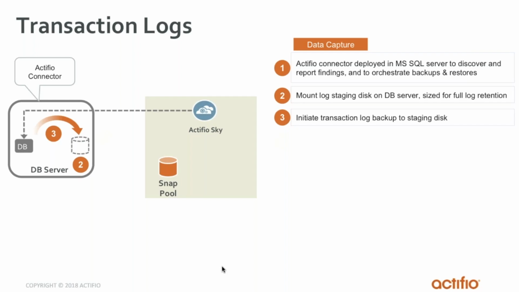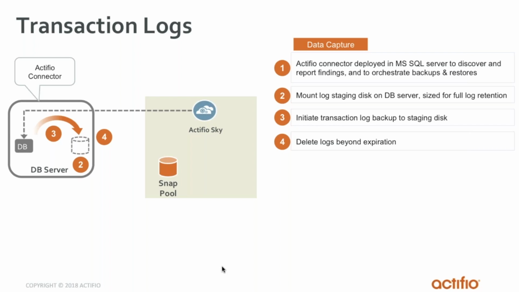So after we run the transaction log backup, the next thing that we have to do is manage retention, because I already told you this disk is large enough to handle the full retention. So we're putting data onto it. We also have to take data off of it. So the connector, after it validates that your transaction log backup has been successful, looks onto those mounted disks and finds any logs that are beyond the retention period, and it deletes the files.